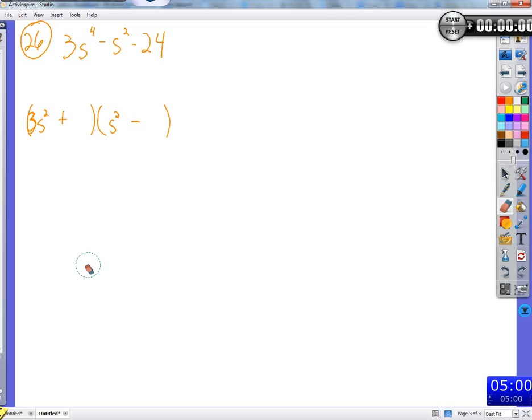Does anybody think they've found the right combination, Brett? 3 and 8. 3 and 8. Which 3 here? In here with a 3 or in this 3? 3 and a negative 12. Yeah. 3 here with a negative. And then an 8 here. Okay? So we get 8s squared minus 9s squared, and that's negative s squared, just like. We get 3s squared, we get negative 24, and we just found we get negative s squared.